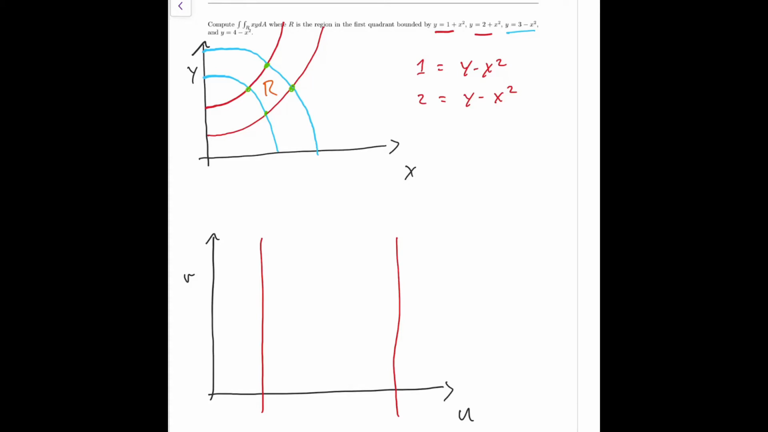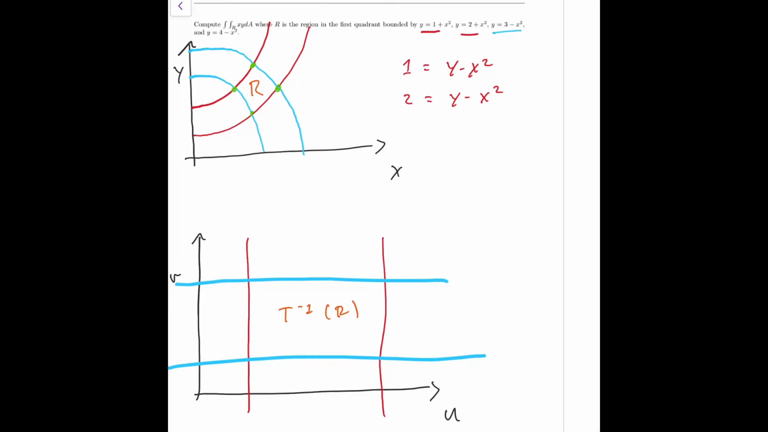So for example, I might want this red line to match up with the curve y equals 2 plus x squared, and maybe this red line can match up with the curve y equals 1 plus x squared. And then something similar I want to have happen with the blue lines. So if this is R, what I'm saying is I want this rectangle here to be T inverse of R. So now I just need to find a transformation that matches up the boundaries like I want it to. Okay, so how can I do that?